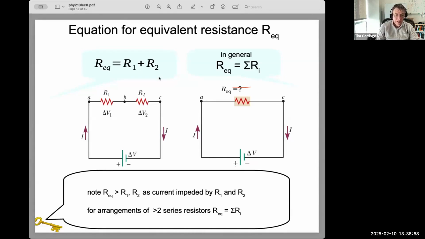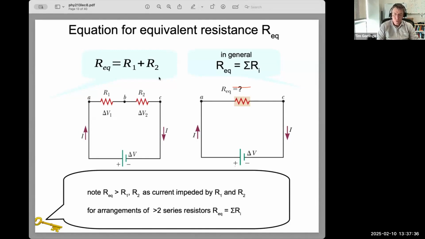A couple of facts about it is that the equivalent resistor is always bigger than the individual resistors. So you've created a larger resistance by putting two resistors in series. It makes sense as a larger resistance to the current flow because now, instead of the current just having to flow through R1 and the resistance of it, or just flow through R2 and the resistance of it, it now has to flow through the sum of them, R1 and R2. So that will be more resistance.